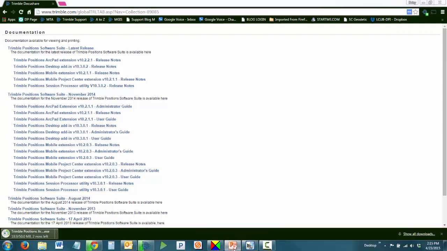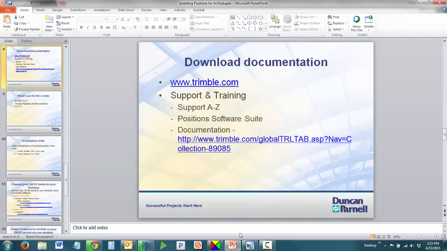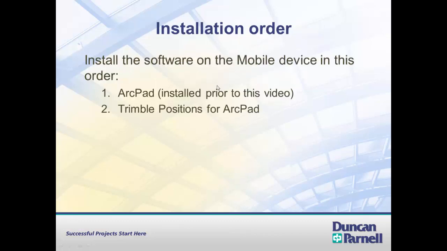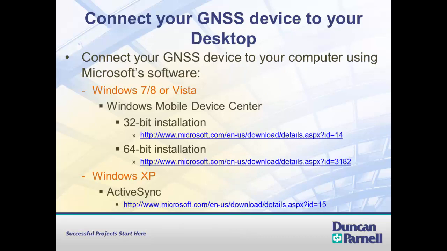The admin guide, release notes, and user guide, they all have really useful information. I suggest looking over them. I used ArcPad 10.2.2 and then Trimble Positions ArcPad extension 10.2.2.1 for this video. The installation order is important. You have to have ArcPad on your mobile device before you can install Trimble Positions for ArcPad. Okay, so this video assumes you already have it. We do have a video that can help you install ArcPad if you need help.